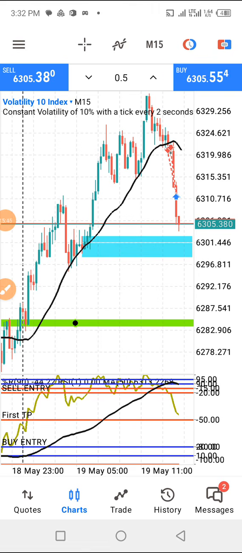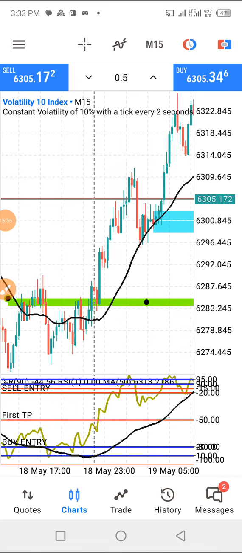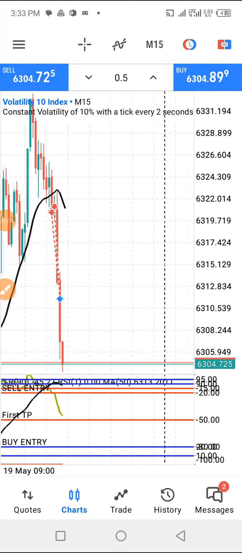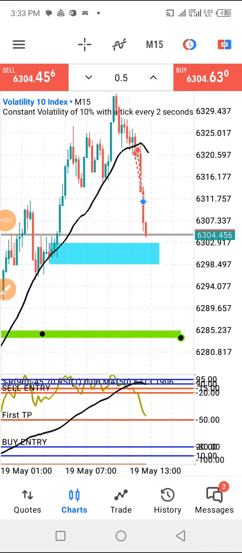So the Williams, the green line, crossing above your 50 moving average. Is that clear? Crossing below rather, not above. So use your level 10 and level 20 as your breakout to buy. So I think that is all.